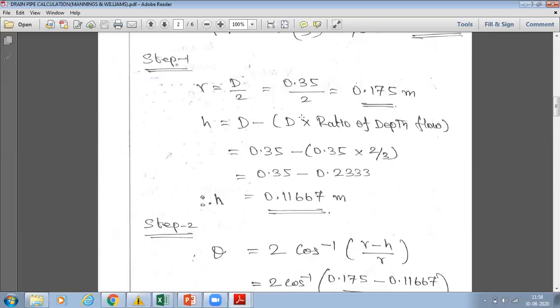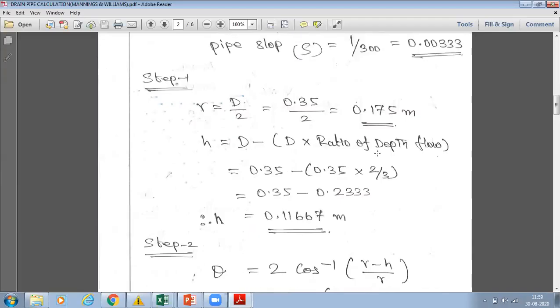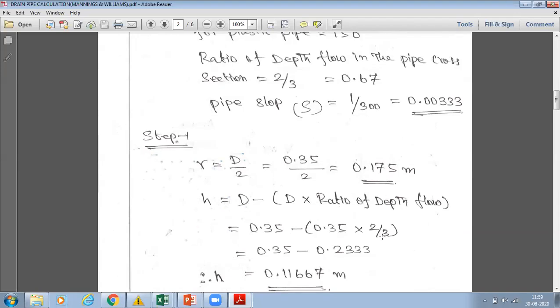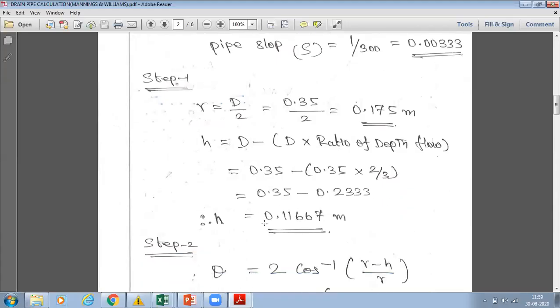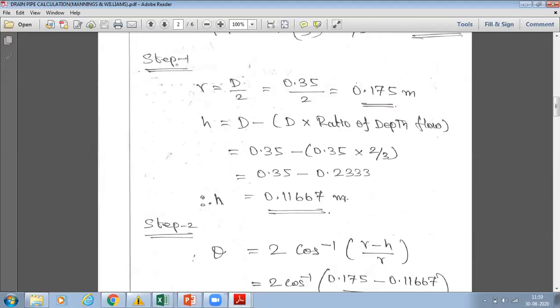Now you get H equal to D minus D into the ratio of depth of flow. 0.35 is the D, minus D into 2/3, since 2/3 of the flow only I am running. If you multiply, you will get 0.233. When you solve, the H value you will get is 0.1167 meter only. This much height of water will flow into the pipe. This is the H value, the air gap value.